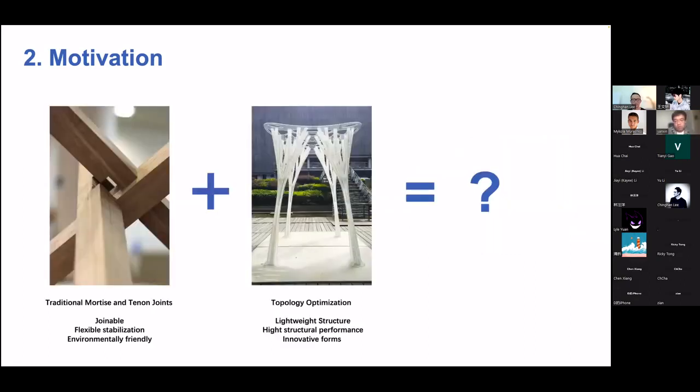So one motivation came to us: if we combine the traditional mortise and tenon joints with topology optimization, what will it be? Because traditional mortise and tenon joints offer the advantages of being general, flexible, stable, and environmentally friendly, since they use wooden material. And topology optimization can help us gain a lightweight structure with high structural performance, and also we can generate innovative forms.